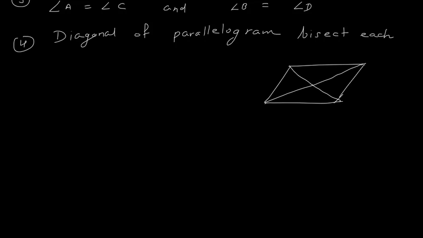if suppose I consider this intersection point as M and this parallelogram as ABCD, then AM will be equal to CM and BM will be equal to DM. So this is what we understand by diagonals of parallelogram bisecting each other.